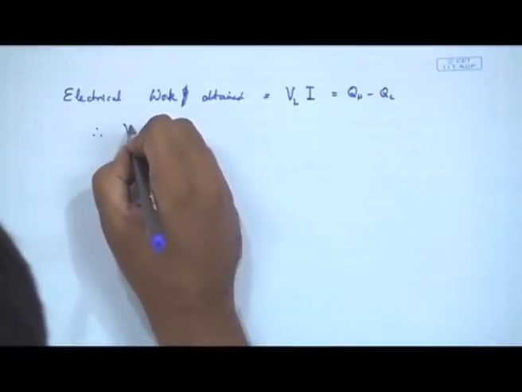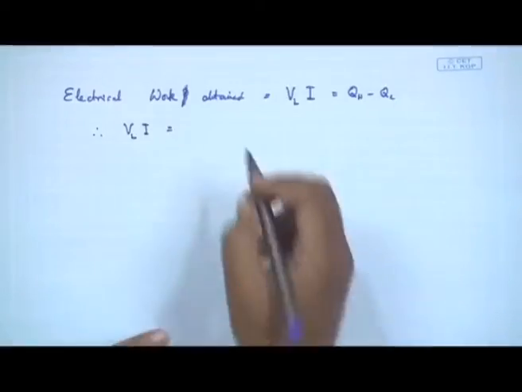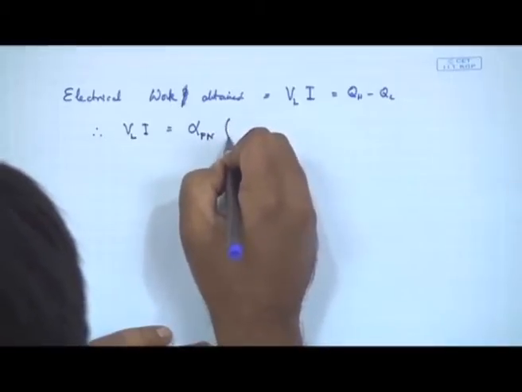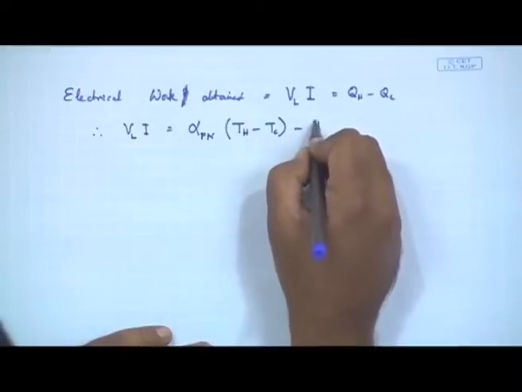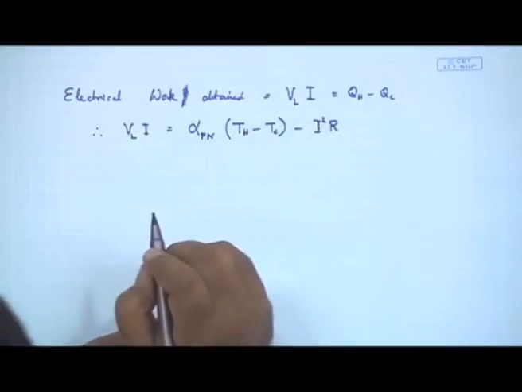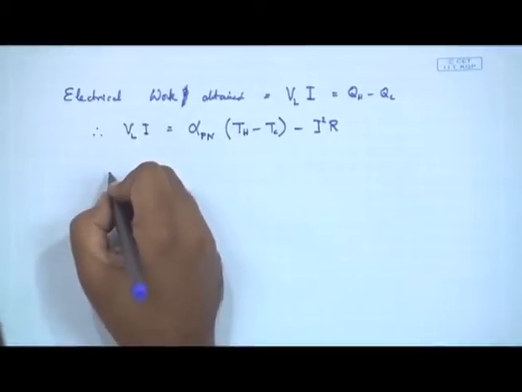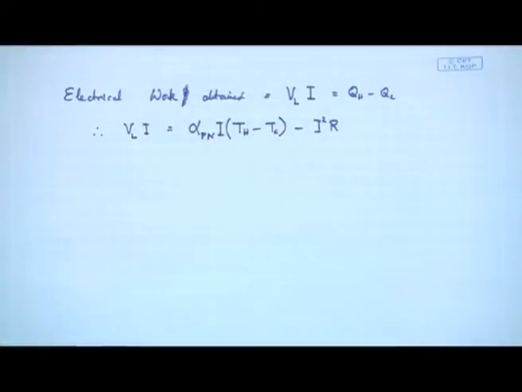Therefore, VL, which is the voltage across the load times I, if you now use both the expressions that we derived before, it will beautifully come, a lot of things will cancel out, and it will come out to be alpha times the temperature difference Th minus Tc minus I squared R. Clear? So, sorry, alpha Pn times I times Th minus Tc. Yeah. So, what is this?